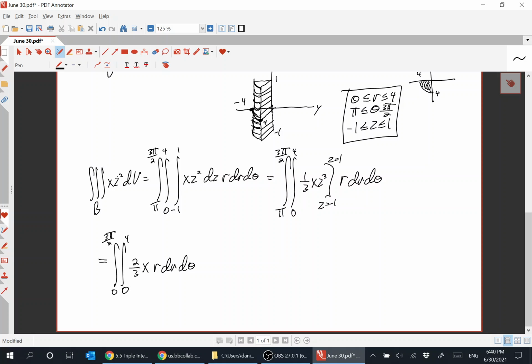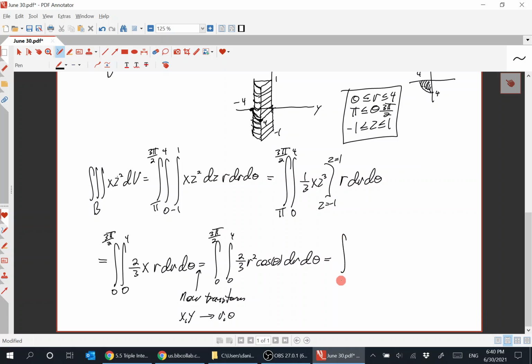So now after that step, you want to transform x and y into r and theta. So after doing the dz, now transform x, y to r and theta. Okay, so the x is r cosine theta, and that does the trick for you. So pi to 3 pi over 2, 0 to 4. So this is 2/3 r squared cosine of theta dr d theta.